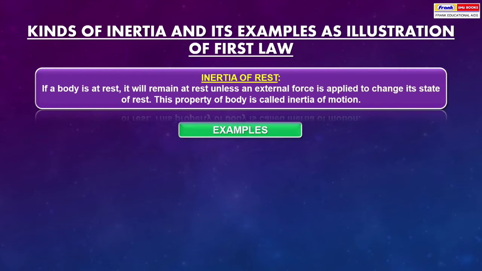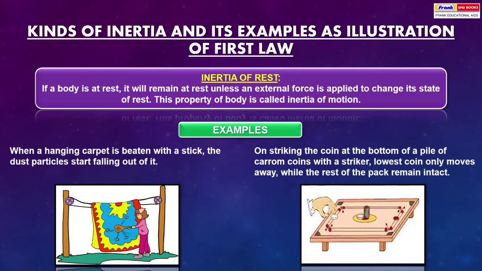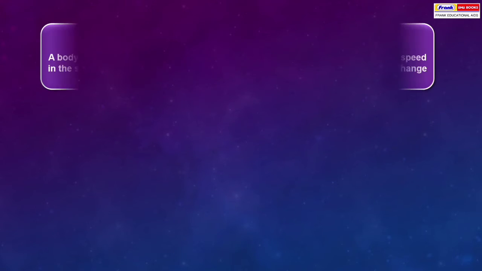There are some other examples too. When a hanging carpet is beaten with a stick, the dust particles start falling out of it. Another example: on striking the coin at the bottom of a pile of carom coins with a striker, only the lowest coin moves away while the rest of the pack remains intact on the carom board.